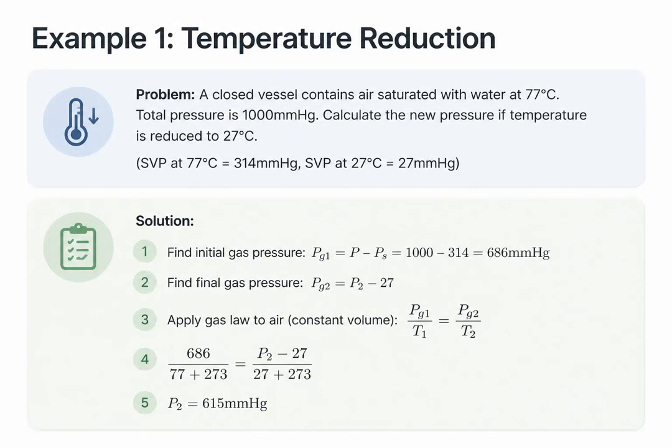Let us look at an example. A vessel has air saturated with water at 77 degrees Celsius with a total pressure of 1,000 millimeters of mercury. We cool it to 27 degrees. First, we isolate the dry air pressure at 77 degrees by subtracting the SVP of 314 from 1,000, giving us 686 millimeters of mercury. Since the volume is fixed, we apply the pressure law to the dry air.